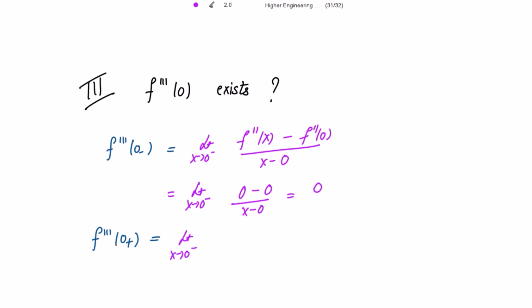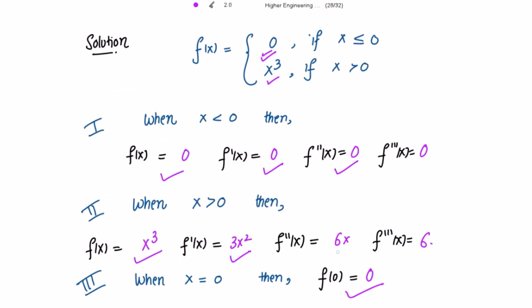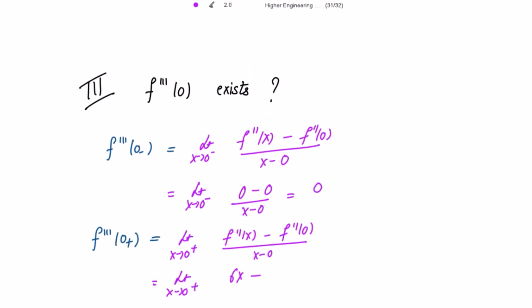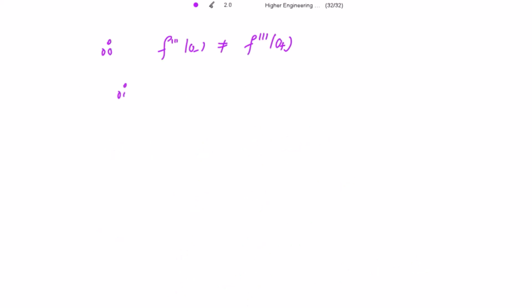Finding the right-hand derivative now. Okay, the value of double derivative of f(x) at x greater than 0. What is the value of double derivative of f(x) for x strictly greater than 0? So this is 6x, right? Minus, this is 0, divided by x. So this is equal to limit x tending to 0 plus this is 6, that is equal to 6. Now the left-hand derivative is not equal to the right-hand derivative, right? Therefore, the third derivative at x equal to 0 does not exist.